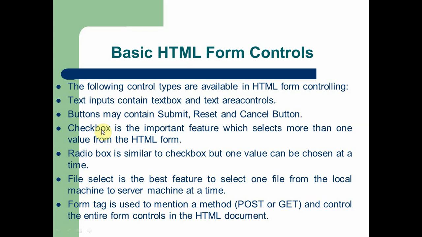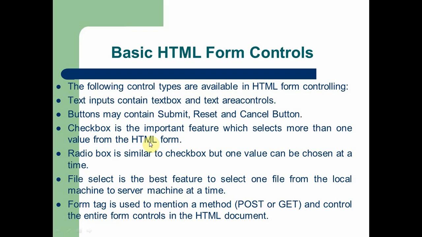The next important tag is the form tag. Without this tag we cannot use the above discussed controls. So if you want to accept any text, we can use the text input type. If you want to use any buttons, we can use submit, reset, cancel buttons. We can use checkboxes, we can use radio buttons, we can use files of the local machine or our client machine and send those files to the server machine. So the form tag is used to mention a method called post or get and control the entire form controls in the HTML tag.